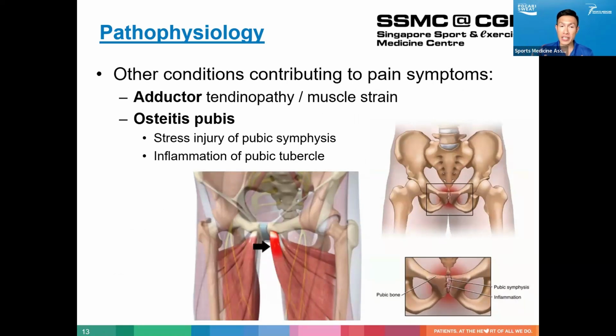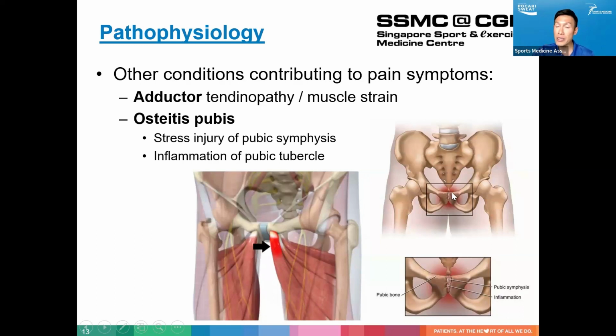It can coincide or coexist with a number of other entities, right? So what Gordon mentioned, adductor tendinopathy or tendon strain, where is this group of muscles, right? So the tendon inserts into the pubic region, right? And this is very near where the groin pain is. So a patient with diagnosed sports hernia may also have adductor tendinopathy and may also have osteitis pubis, right?